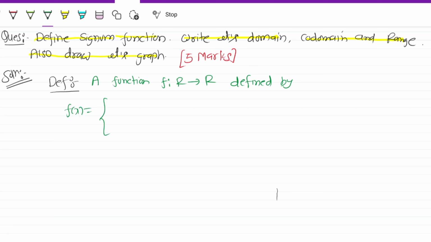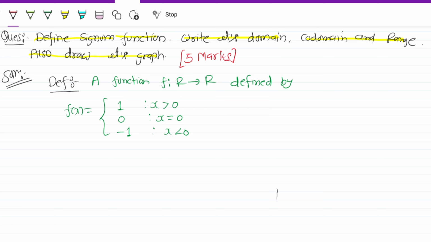such that. In the Signum function, it always gives 3 answers. Whenever your input value x is positive, greater than 0, it will give answer 1. If your input value is 0, it will give answer 0. If your input value is less than 0, it will give answer minus 1. So the Signum function only gives 3 answers, either plus 1, 0 or minus 1, depending upon the input value.